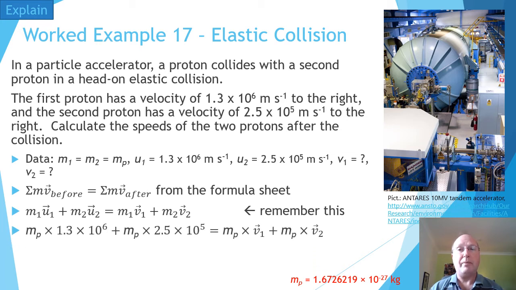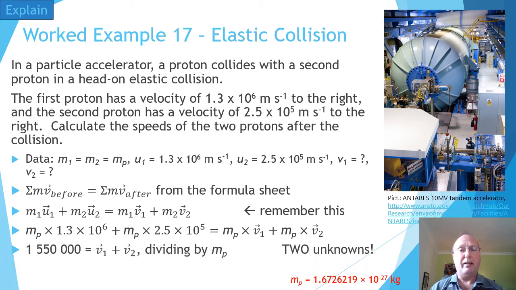Substitute mechanically, mp for the mass of the proton times 1.3 times 10 to the 6 plus mp times 2.5 times 10 to the 5 equals mp v1 plus mp v2. Multiplying out what we know using a calculator, 1,550,000 equals v1 plus v2, and dividing by mp, which is common on both sides. But wait a minute, there are two unknowns here, v1 and v2. So how do we solve this problem?